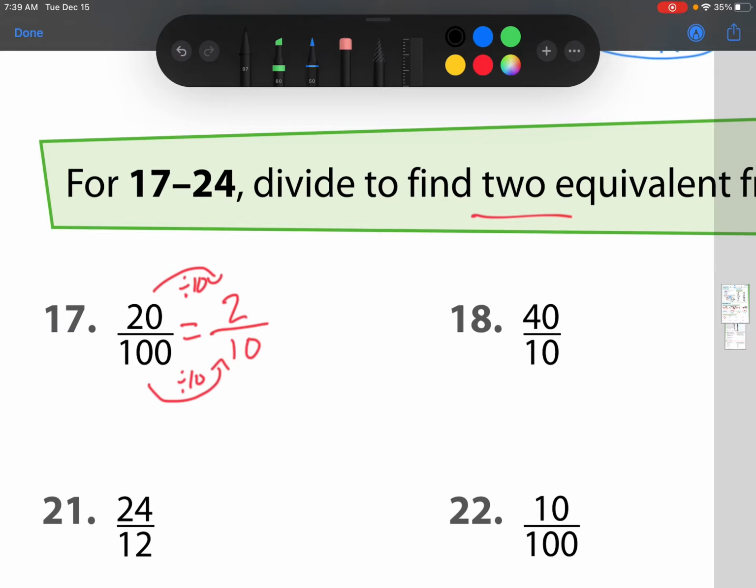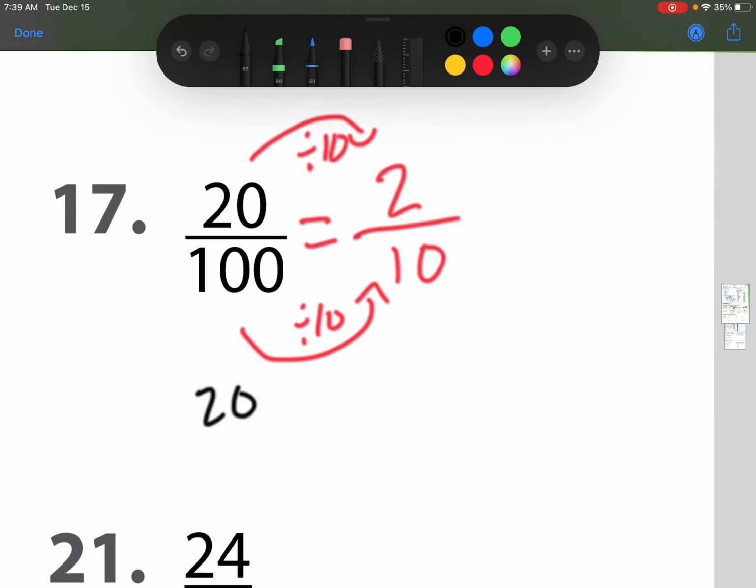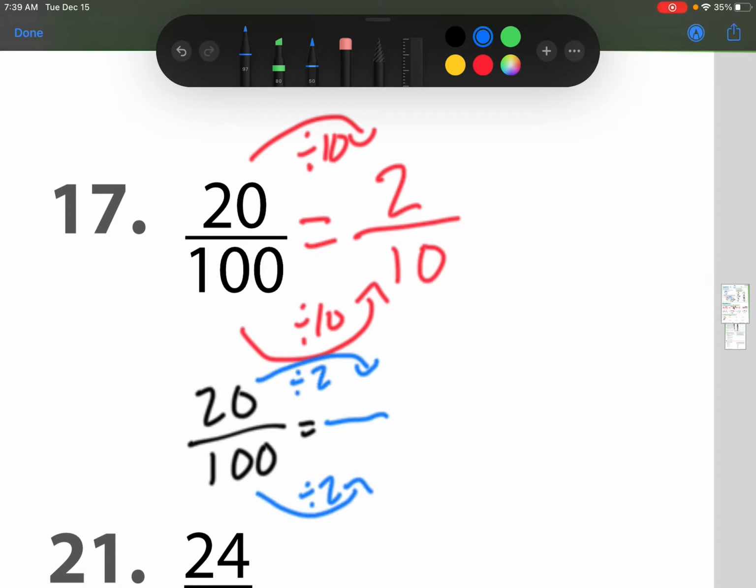Then we have our next one of 20 hundredths. And what do I need to do here? I need to divide it by a different number. Well, I see they're both even, so I can divide it by 2. Because remember, if they're both even, then 2 is a number we can divide it by. 20 divided by 2 is 10. 100 divided by 2 is 50. So there's my 2 equivalent fractions.